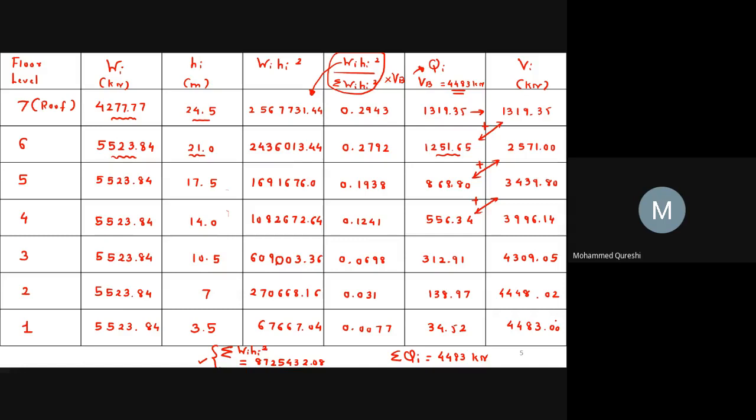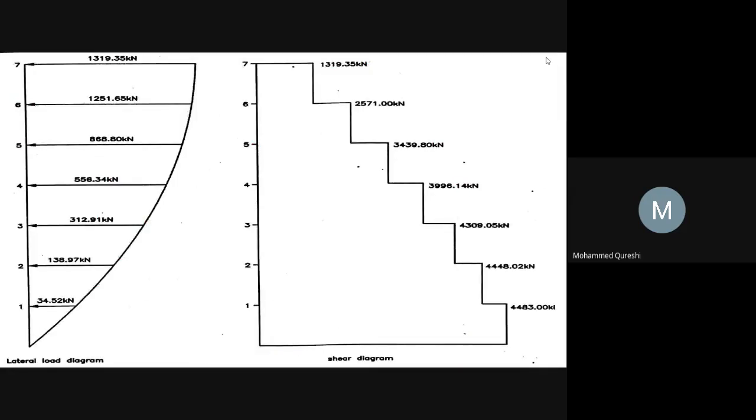Now we have to plot the lateral load diagram for the given data, and for lateral load diagram we have to input all the values that are related to Qi, and for shear diagram we have to input all the values that are related to Vi. So you will get the lateral load diagram as this.